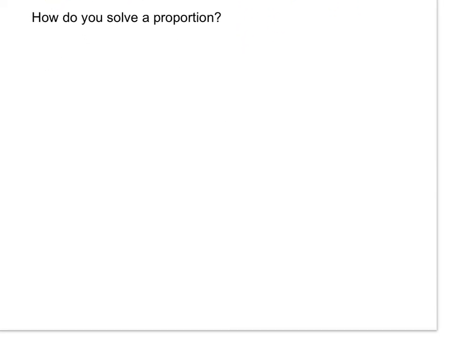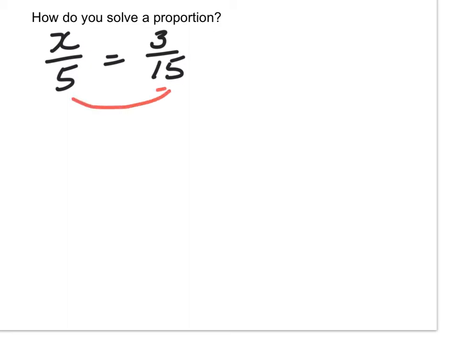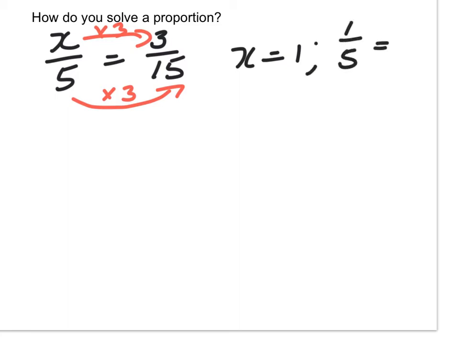Okay, how do you solve a proportion? What I mean by solving a proportion is where you have a proportion where one of the numbers is missing. For example, if we have x over 5 equals 3 over 15. So something over 5 is the same as 3 over 15. People who are aware of how equivalent fractions work will notice that to get from 5 to 15 it's multiplication by 3, so the top must also be multiplication by 3, which means that x is 1. So 1 over 5 equals 3 over 15.